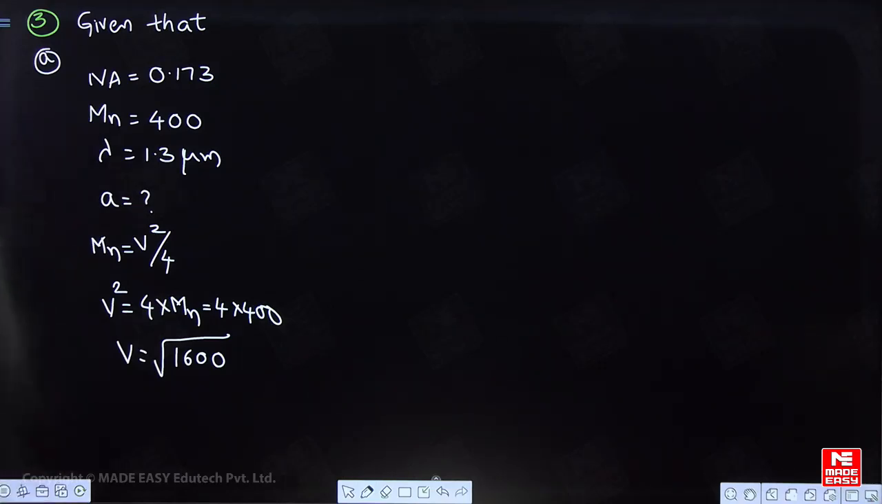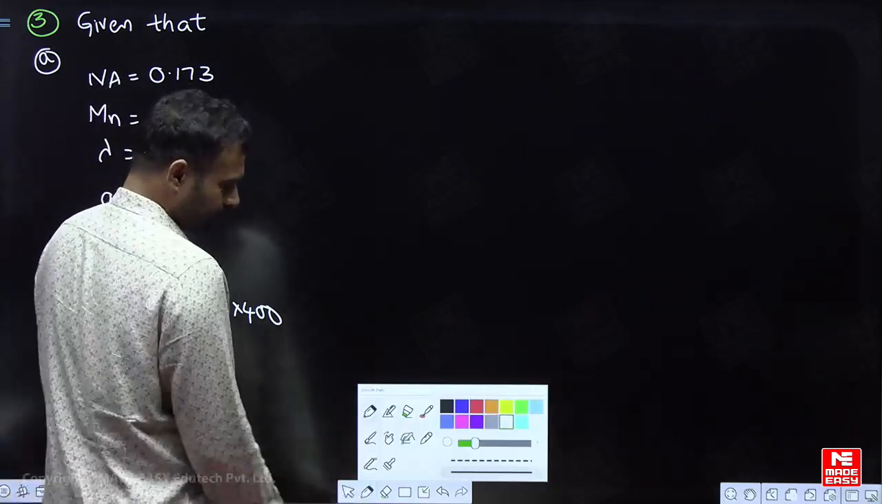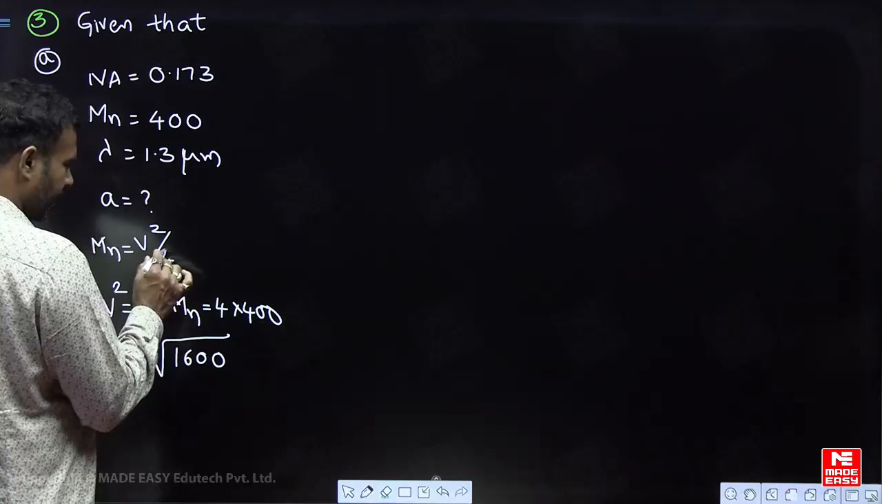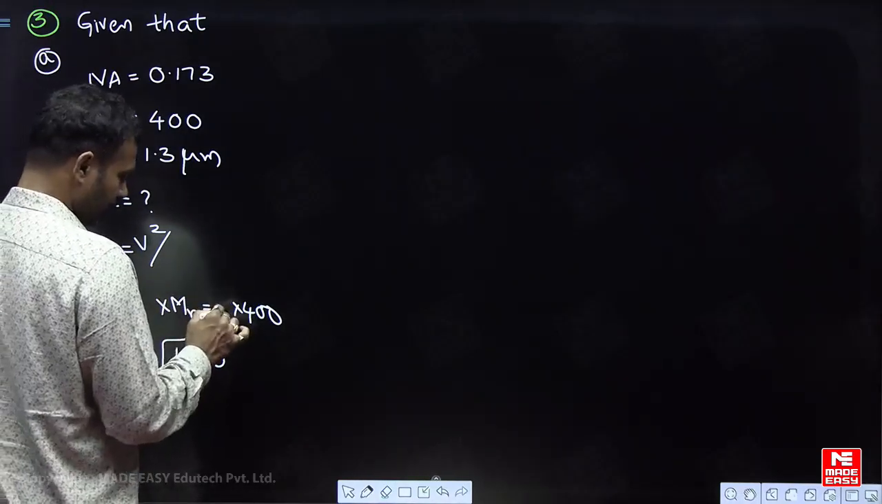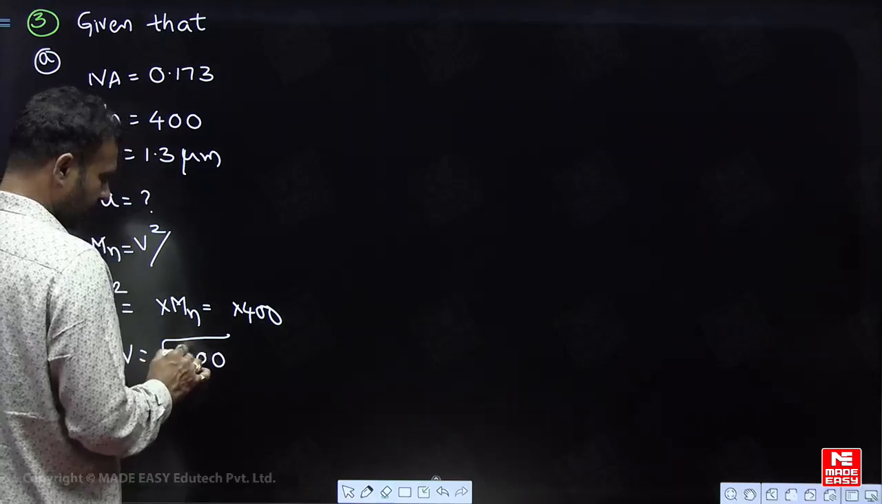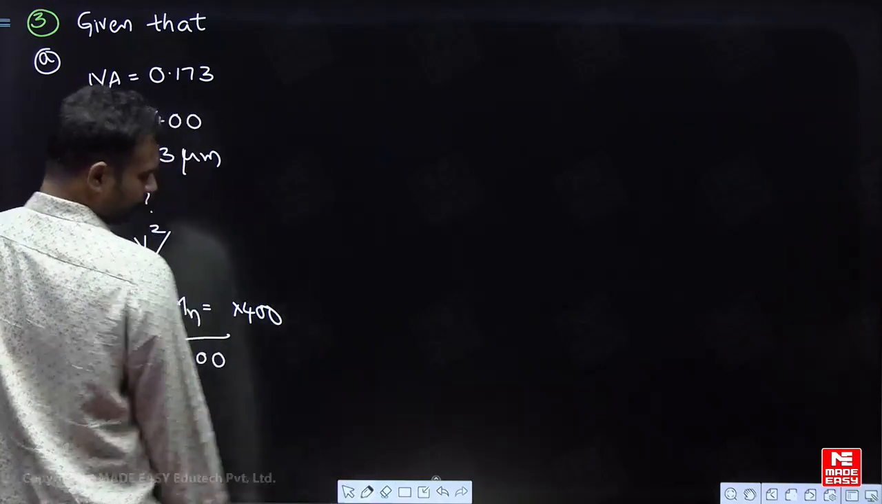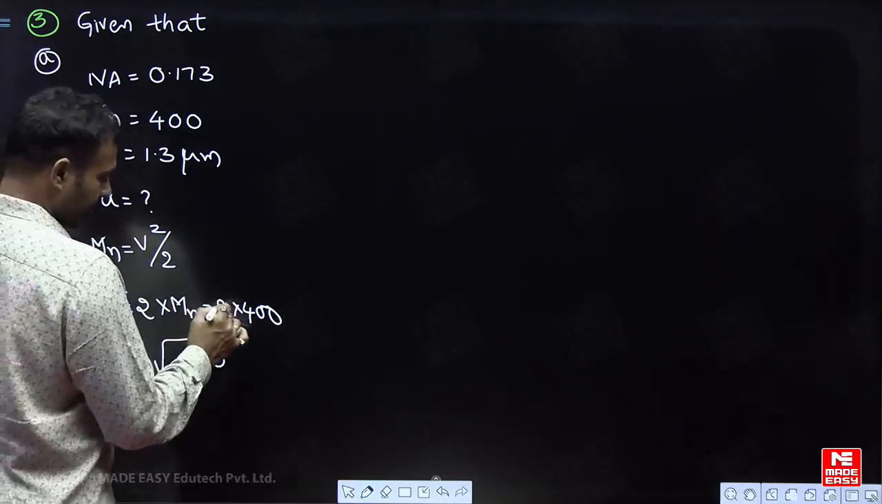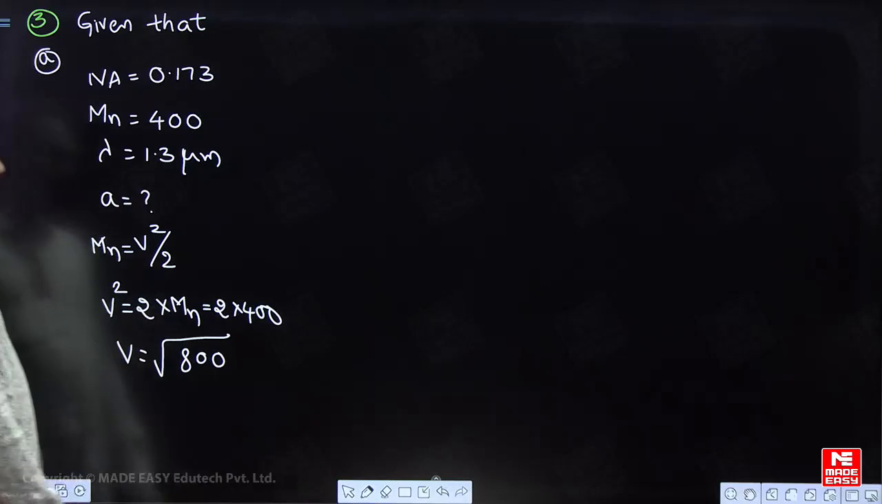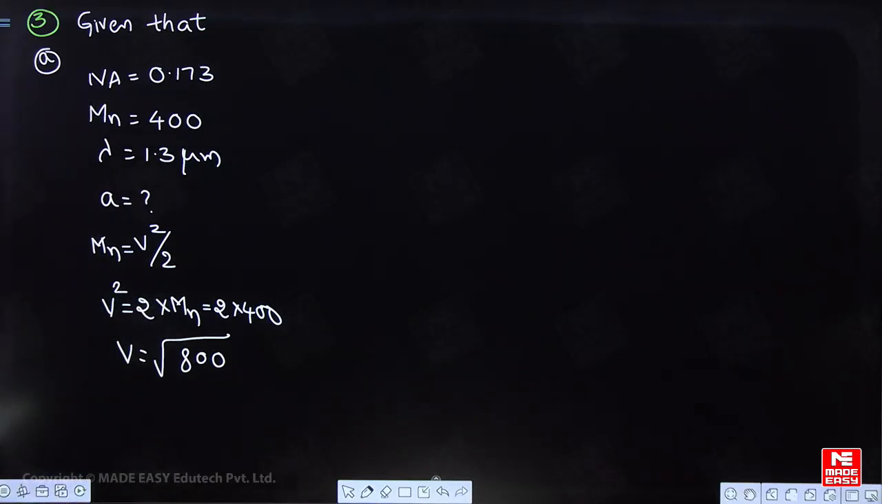Bhaiya, this fiber is a step index fiber. Sorry for this, I took the values of the gradient index fiber. This one is wrong, and this one is also wrong, and the calculation here will also be a mistake. So please see here: V square by 2, so 2 into Mn. V is equal to root of 800.